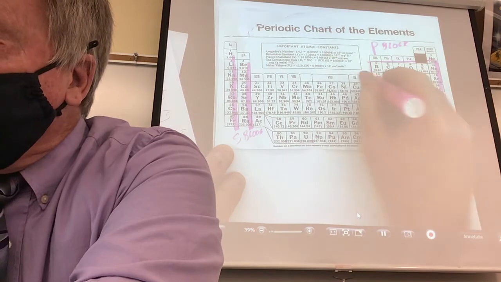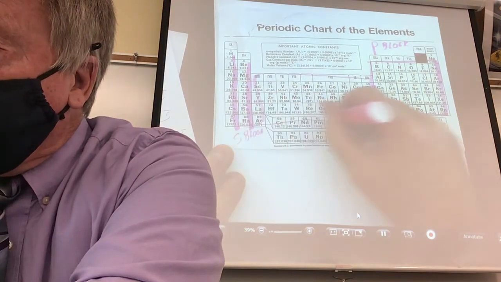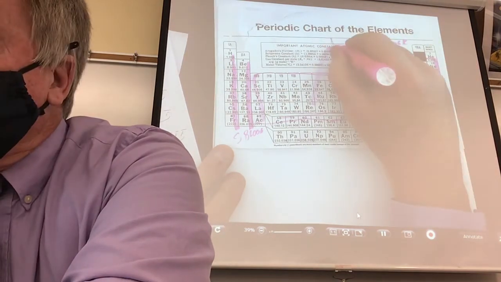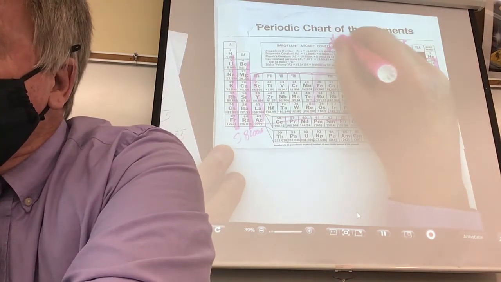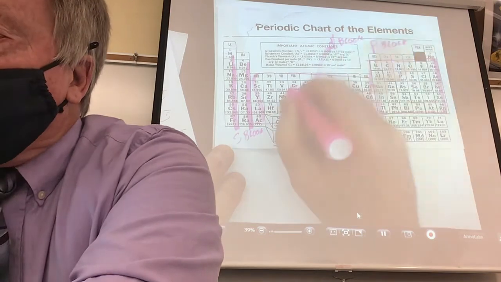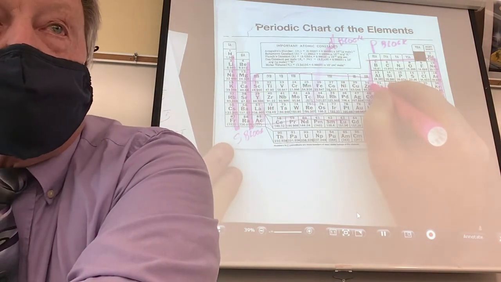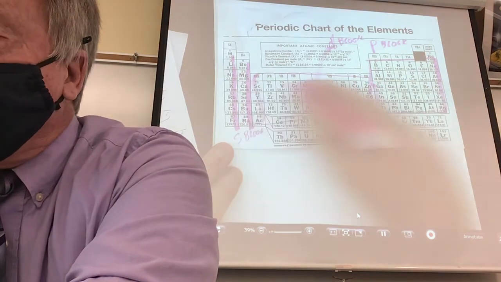Okay, what do you call this part right there? All right, D block. That means you're either putting 1, 2, 3, 4, 5, and it can hold up to 10 electrons. That's why there are 10 here.